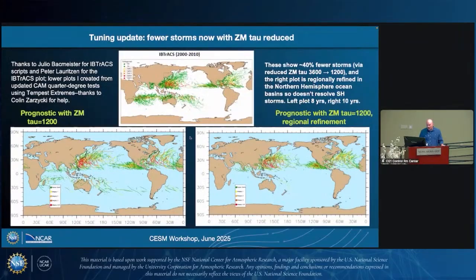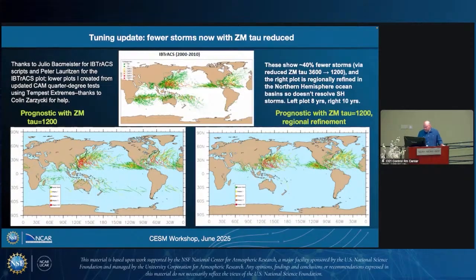These are some more recent runs that we've done now. The one on the left here is still a fully quarter-degree run, but it's now done with the ZM tau parameter reduced from 3600 to 1200. This is intended to reduce the number of tropical cyclones, and it does. It reduces the number of tropical cyclones by about 40% or so, and the numbers are actually pretty close to obs at this point when we reduce that parameter.